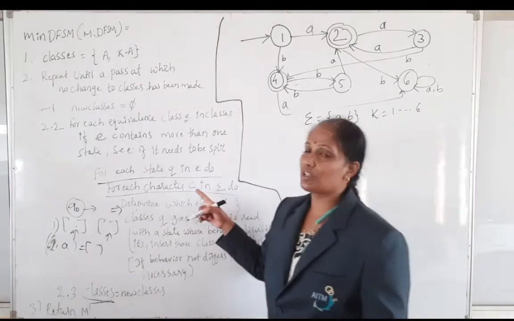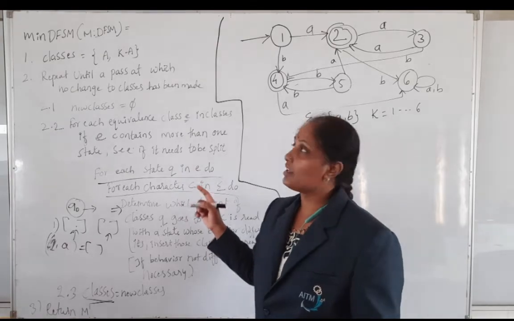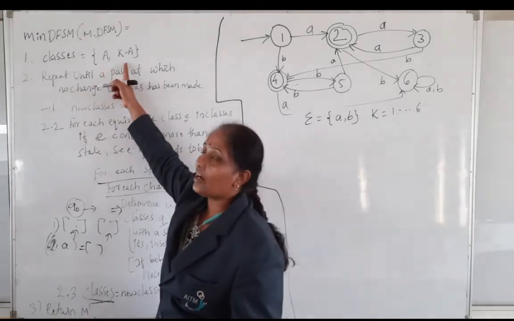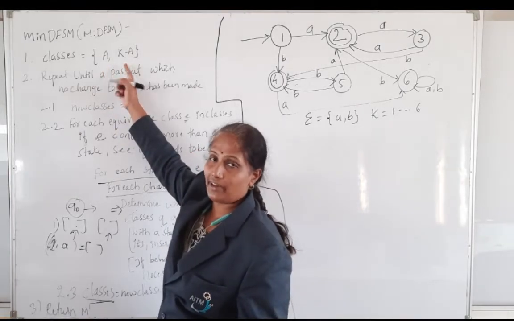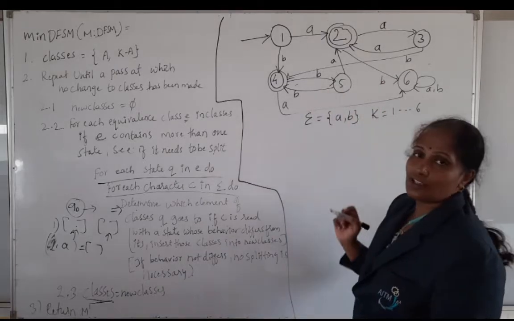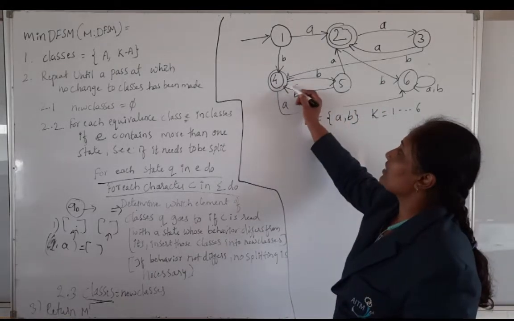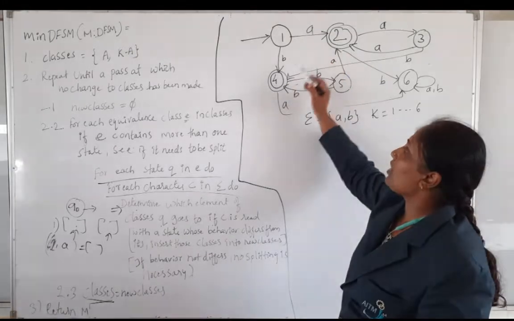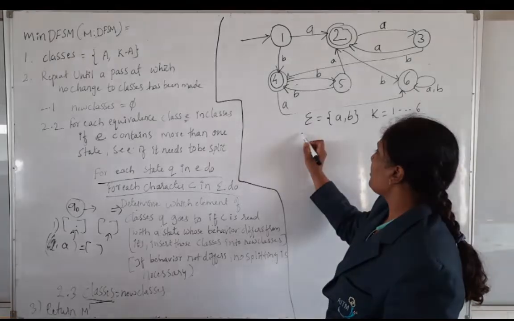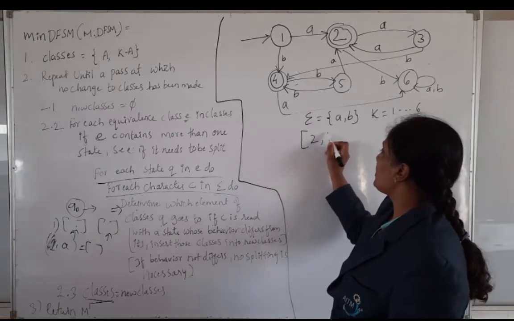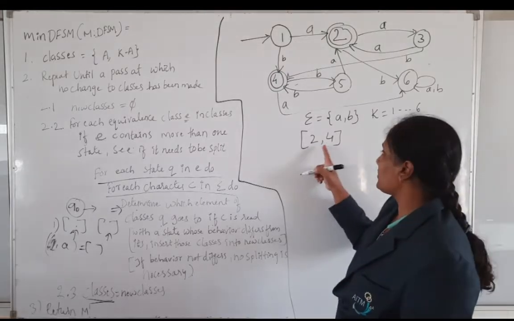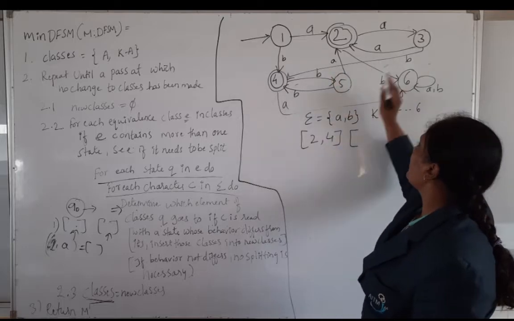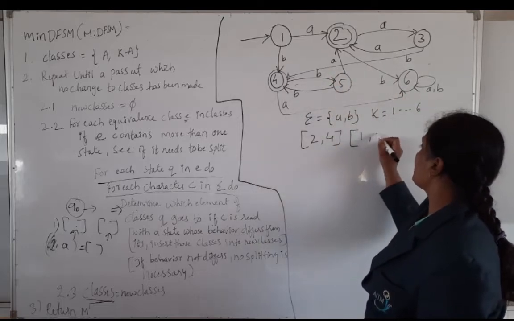According to the algorithm, what is the first step? First I should create the classes. One class contains the final states of the DFSM, another class contains the states except the final states. What are the final states in this DFSM? As I said, final states are marked with a double circle. So 2 and 4 have a double circle. These two are the final states here, so I will make a class of final states, which contains 2, 4. And the non-final states are 1, 3, 5, 6.